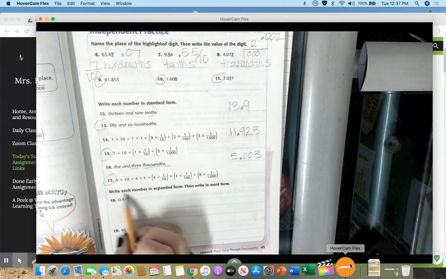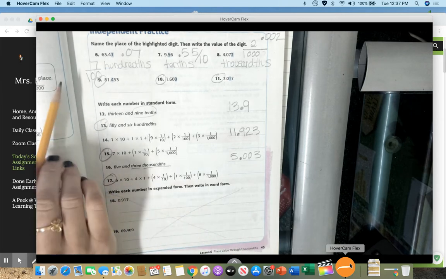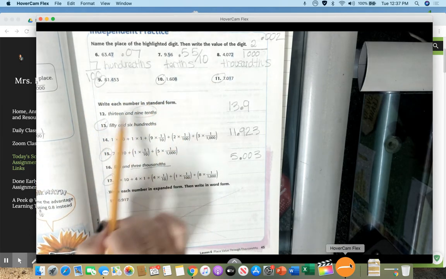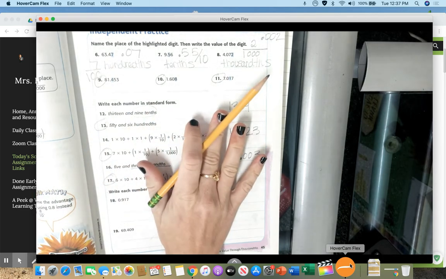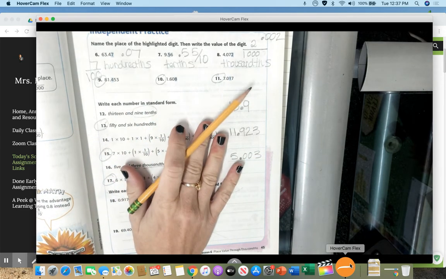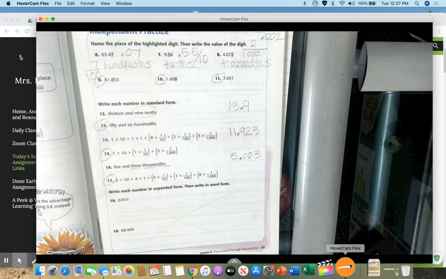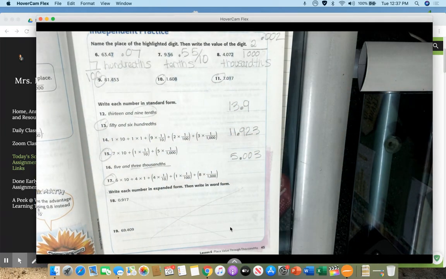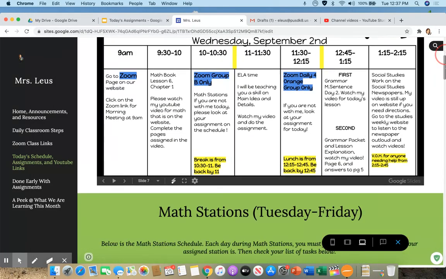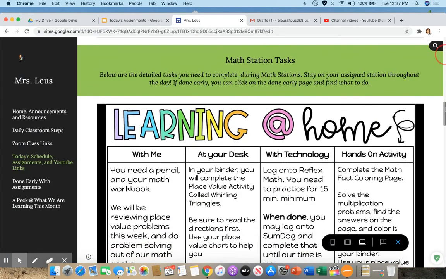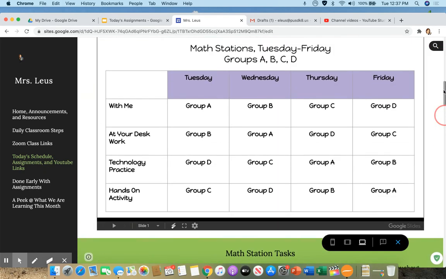And then I don't want you to worry about the bottom. Let's skip this for now. And I want you to go do 9, 10, 11, 13, 15, 17, and then stop. Or if it's 10 o'clock, you need to stop and go on to math stations. All right, you guys, I will see you at math stations if you're with me. Otherwise, you're going to go look down at our website and see what it wants you to do for your math station today that you were assigned on this schedule.